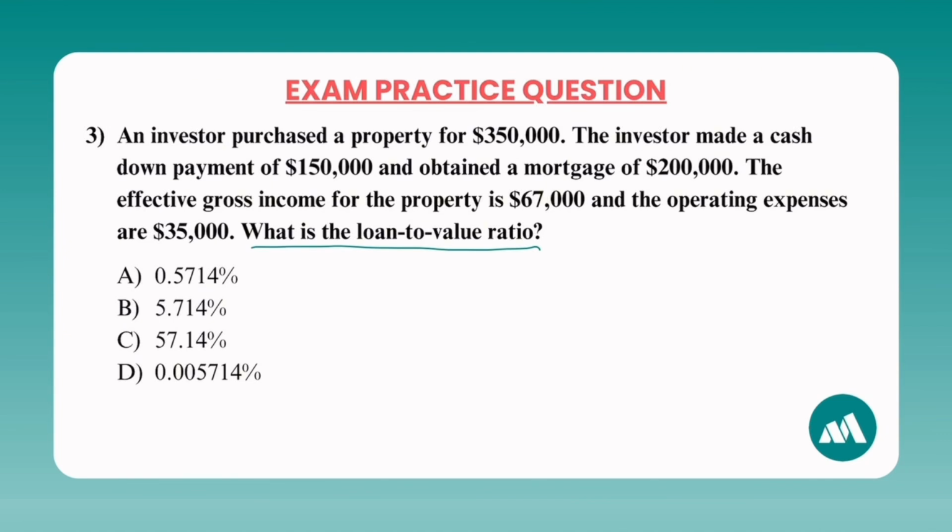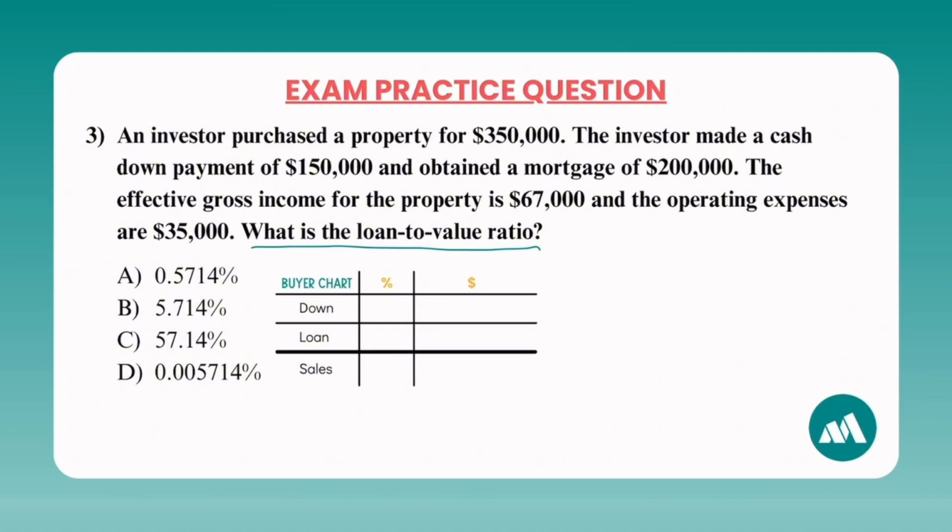So let's bring out the DLS chart. Now that we have the chart out, let's start filling it in. So we see we have a purchase price of $350,000. So that's going to go in our sales price. Remember, this is always 100%. Now we see we have a down payment of $150,000. So that's going to go in the down payment box. And then we have a mortgage of $200,000. Mortgage is the same as a loan amount. So we're going to put that in our loan dollar box.